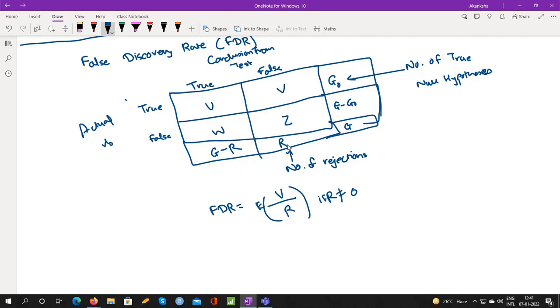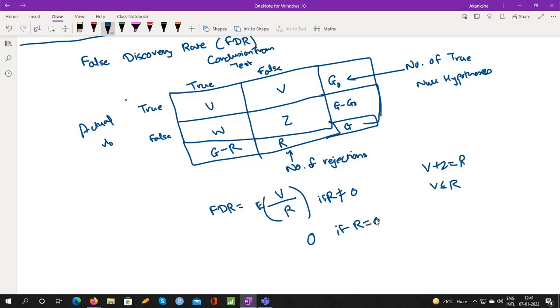If R is equal to 0, what can I say about V? V will also be 0, because V plus Z is R, so V has to be always less than or equal to R. So in that case, it will be 0 by 0, which is undefined. So we define FDR separately as 0 if R is equal to 0.